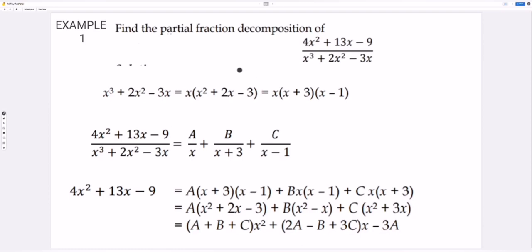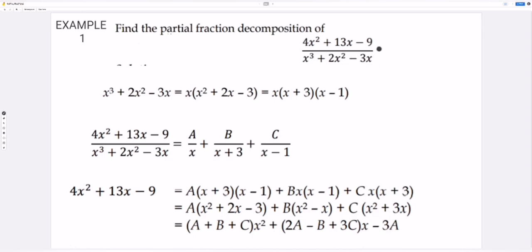In order to understand the concept that we discussed earlier, let's try some applications through example problems. Our first example is applying partial fraction decomposition in which each denominator is linear. Our goal is to find the partial fraction decomposition of the given rational expression 4x squared plus 13x minus 9 over x cubed plus 2x squared minus 3x.